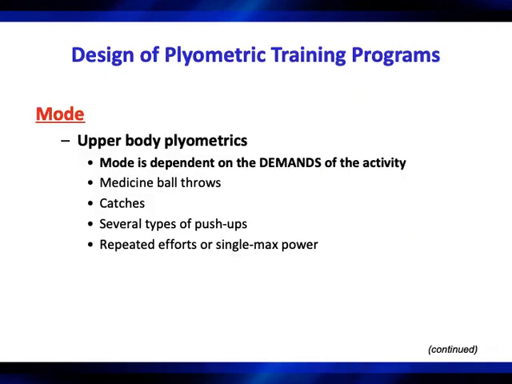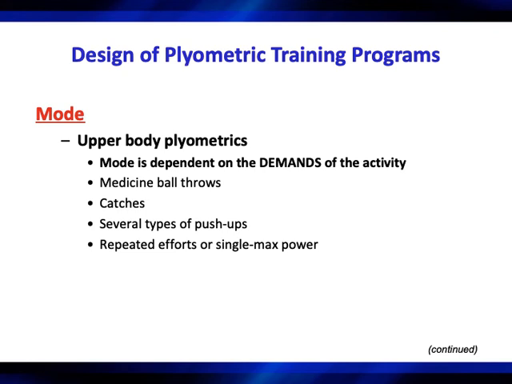So the second mode is upper body plyometrics. And the question you need to ask yourself is, does the athlete need to be powerful in the upper body? For example, are they pushing a person with all their strength? Do they have to produce a max force very quickly in their upper body? And if so, whether it be a single max effort or repeated max efforts, you need to include some sort of upper body plyometric mode within your program design.